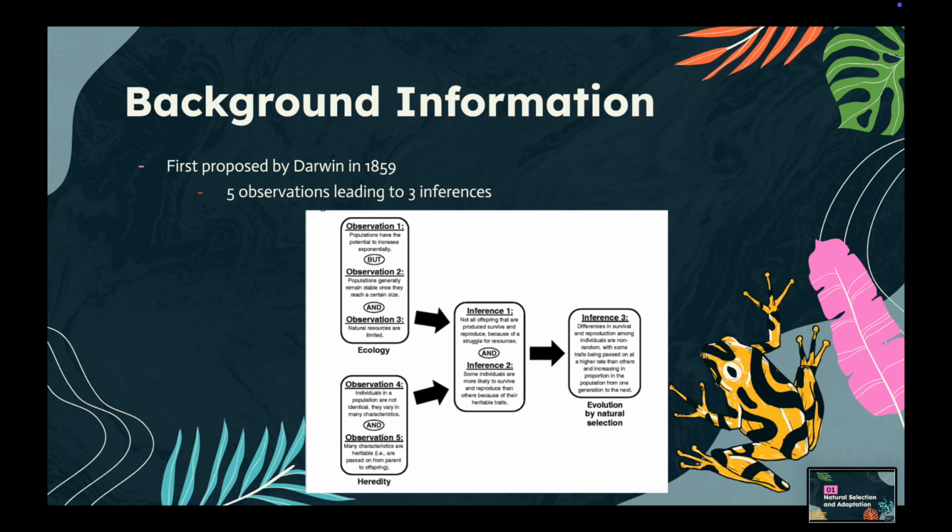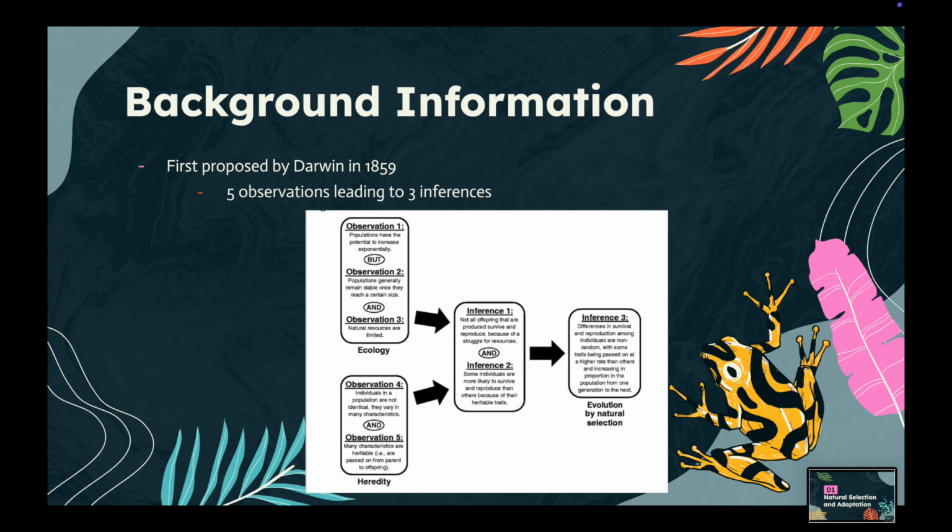His first observation was that populations have the potential to increase exponentially. But his second observation was that populations generally remain stable once they reach a certain size. And his third observation was that natural resources are limited. That's the whole ecology aspect of his observations, which led to inference 1: not all offspring produced survive and reproduce, because of the struggle for resources, because natural resources are limited.